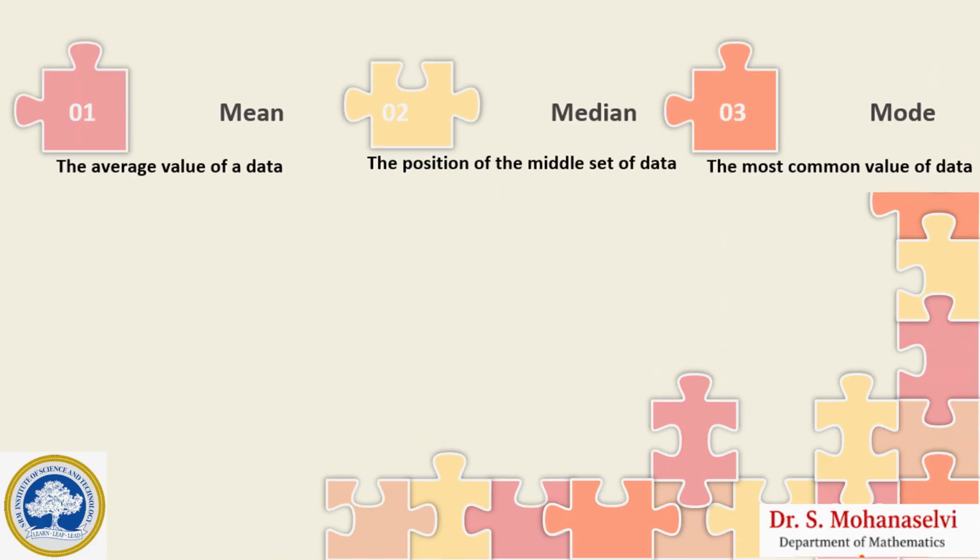The three common measures of central tendency are mean, median, and mode. The arithmetic mean is the average of all the observations. The median is the middle value when the data are arranged in order. The mode is the value that occurs most frequently.